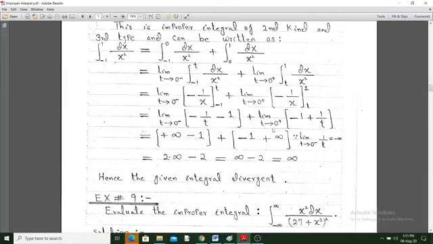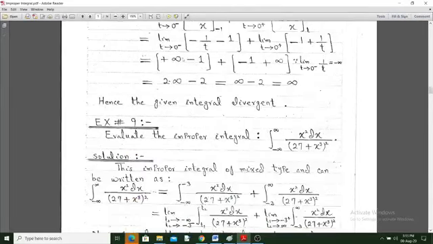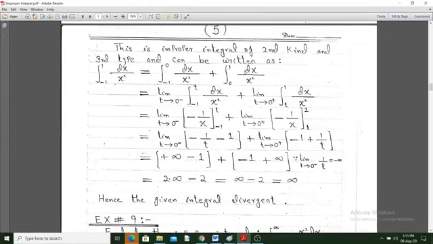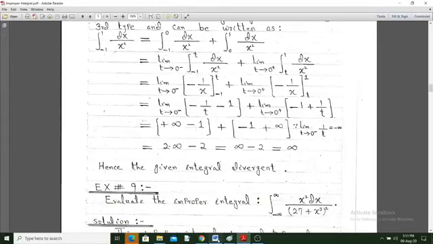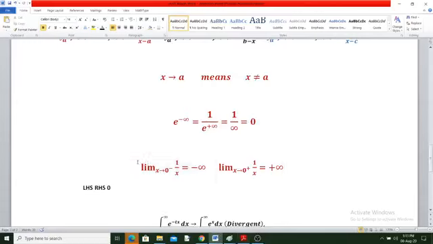Similarly, 1 over t with 0 positive, we have the answer infinity, and infinity into 2 is infinity, minus 1 is minus 2, and 2 into infinity is infinity, and infinity minus 2 is infinity. And this means this given integral is divergent. So the given integral is divergent, and remember these facts are very important for this result.